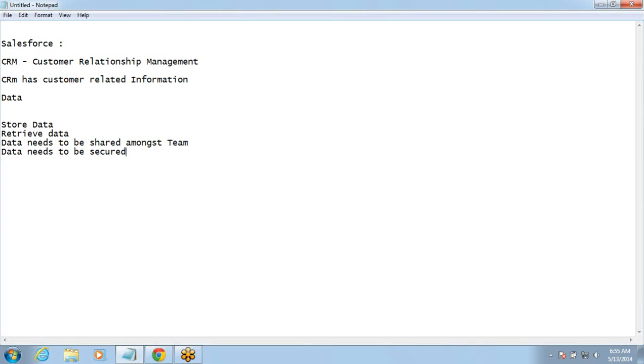So these are the other attributes. Apart from storing the data, a CRM also needs to be shared, it needs to be secured, and it also needs to be designed in such a way that the data can be retrieved quickly at a very high pace.